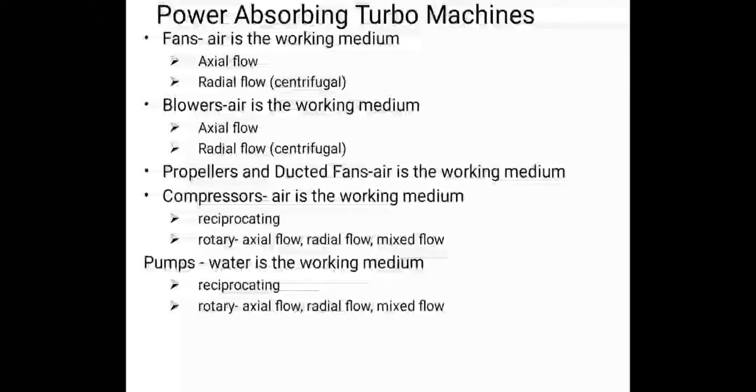Next is blowers, where air is the working medium and it's again classified as axial flow blowers and radial flow blowers. Propellers and ducted fans have also air as the working medium. Compressors is the type of power absorbing turbo machines. It is classified as reciprocating compressors, rotary compressors, and the rotary compressor is subdivided as axial flow compressors, radial flow, and mixed flow compressors.